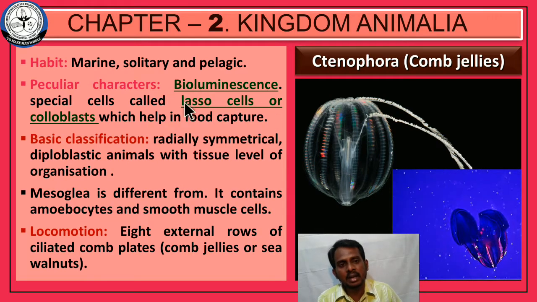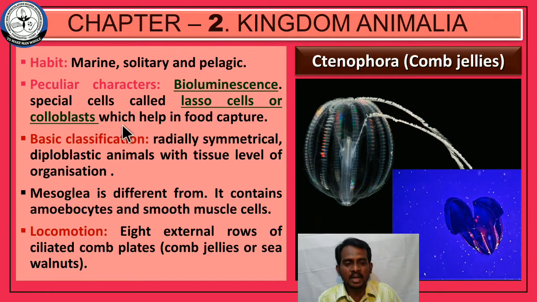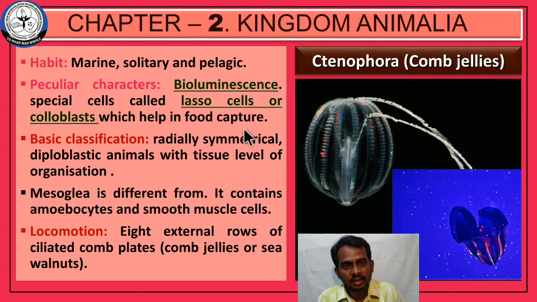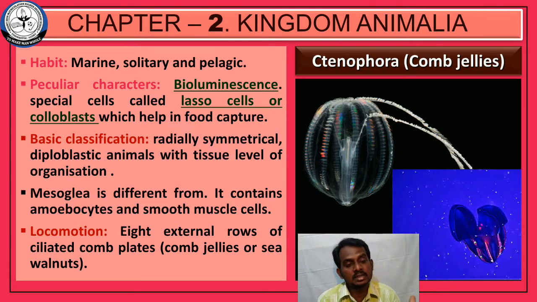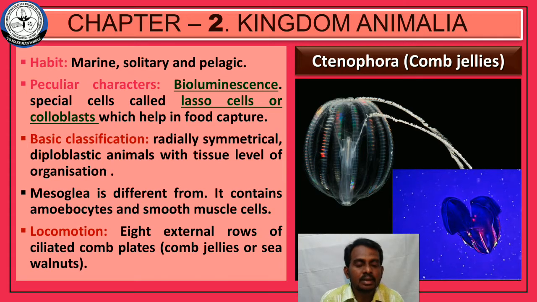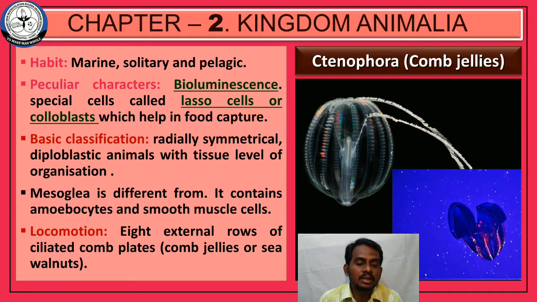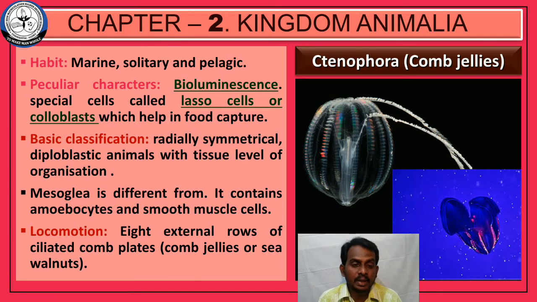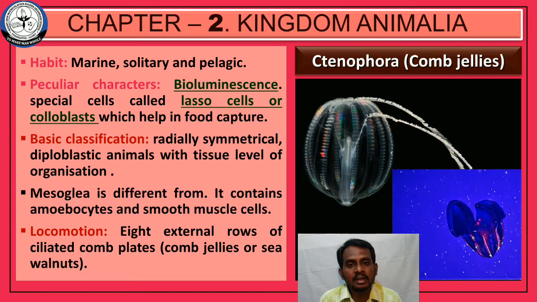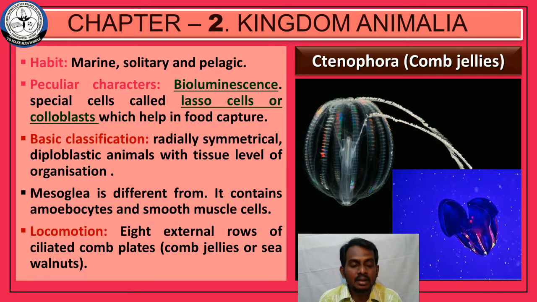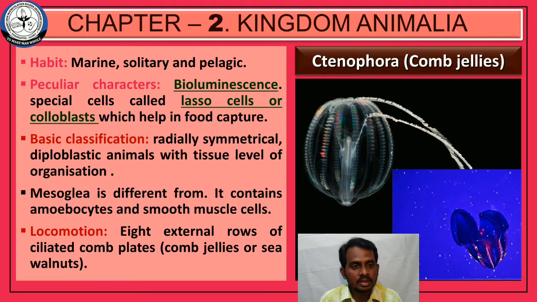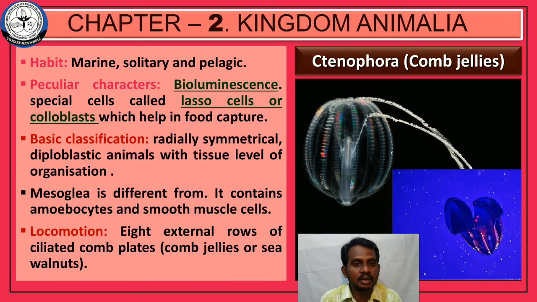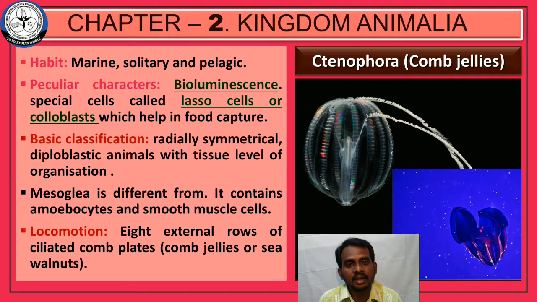And another one is lasso cells or colloblasts, which help in food capturing. This is another important question. These cells are normally called CL cells. What is CL cells? Ctenophora, CL, it is colloblast, and L means lasso cells. Lasso cells are an important one mark question for your board exam, and also a public exam one mark question. It is a peculiar character for a Ctenophora.